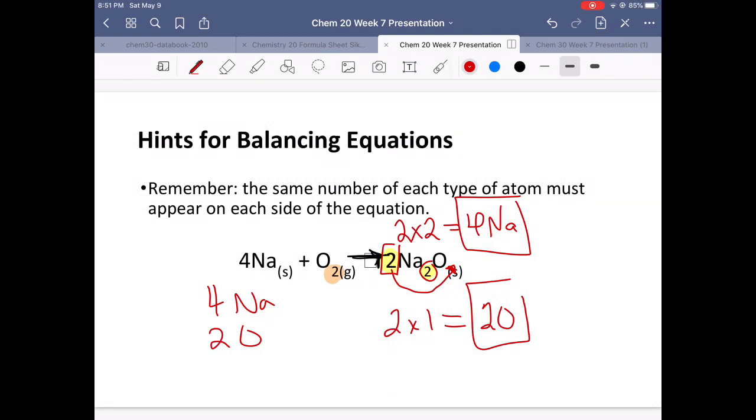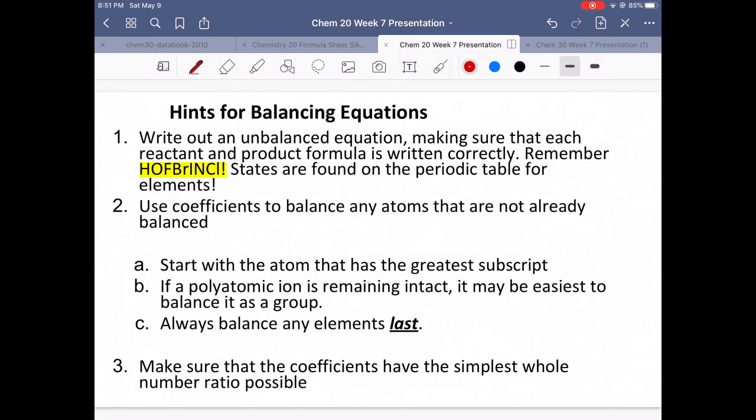okay? That is ultimately the base of any sort of balancing. You have to have the same number of atoms reacting as you do being produced. Now, some more hints here is really watch, guys, that those formulas are correct. And I highlighted here for Hofbrinkel. Hofbrinkel are those diatomic molecules. H2, O2, F2, Br2, I2, N2, and Cl2. Do not lose track of those.